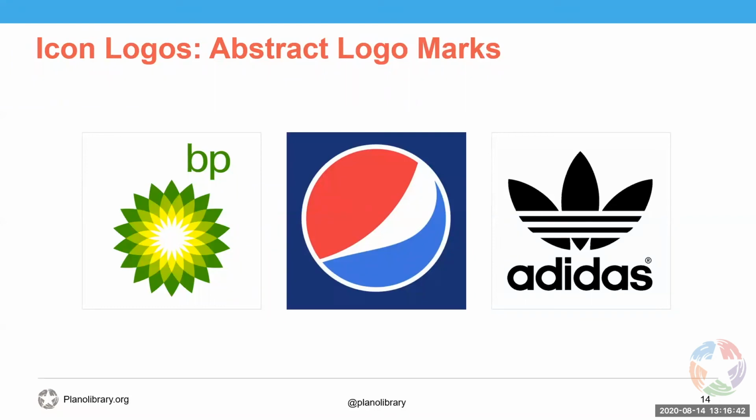We've got Pepsi in the middle. There's nothing about the brown colored drink that specifically says red, white, and blue circle. But with this abstract logo, they kind of create their own symbology. And Adidas, again, a sportswear company, I don't necessarily know that I associate sportswear with flowers, or I'm not necessarily sure what this logo is supposed to be. But it is iconic in a way.